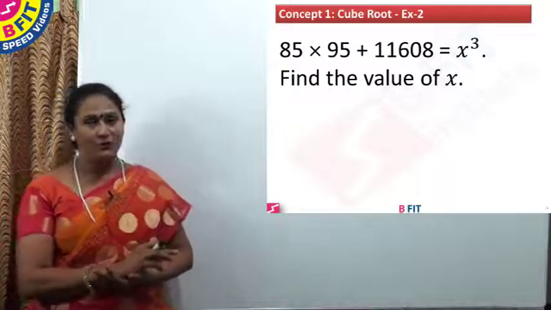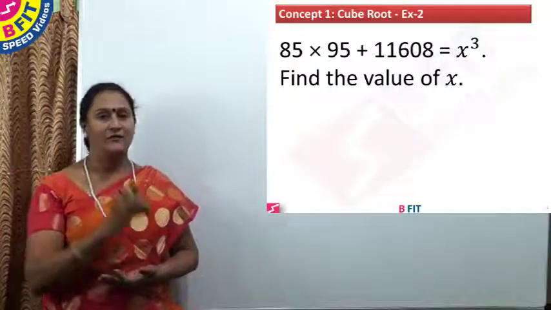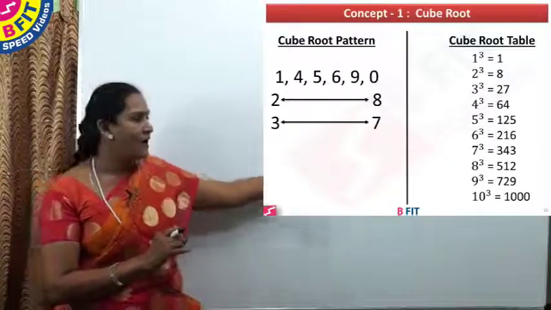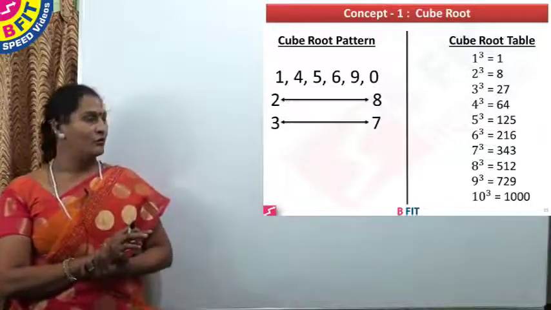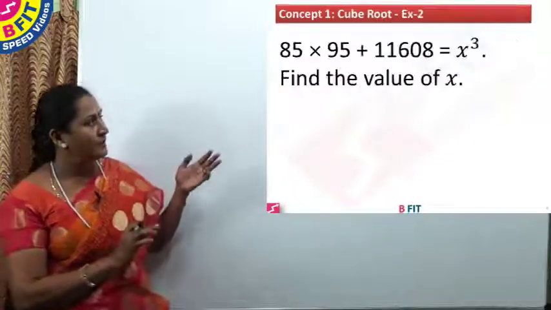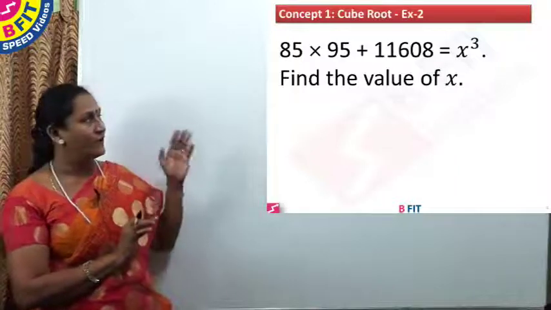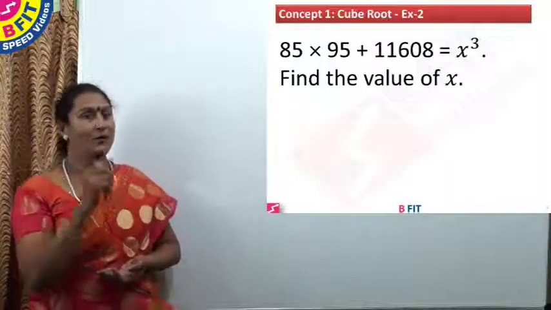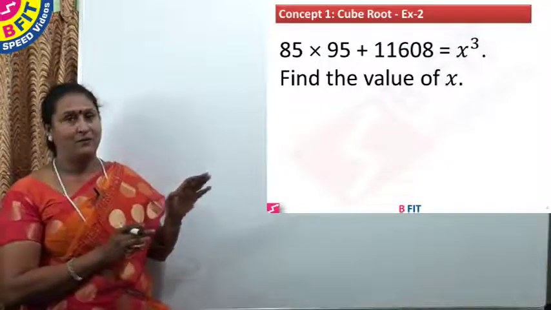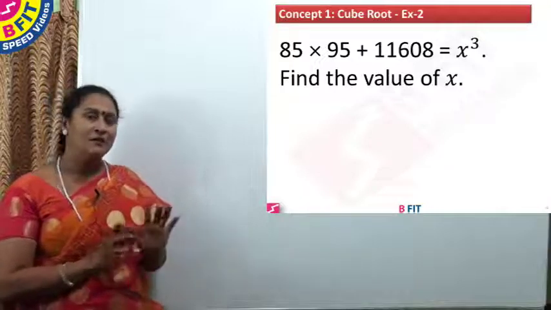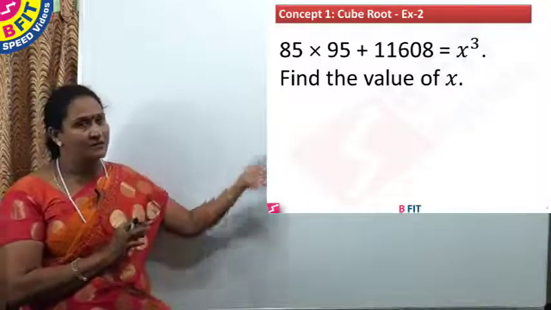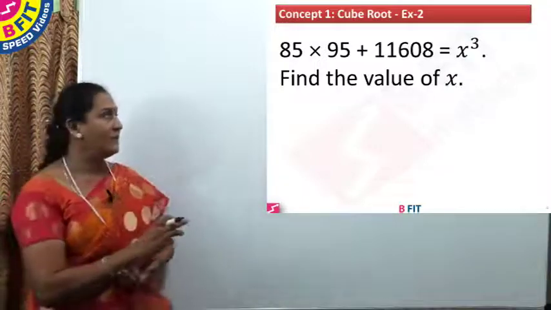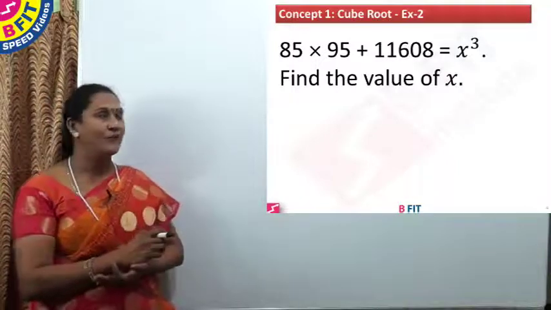I have told you, whenever they ask what is the cube root of a given number, the number will be a perfect cube. So using this cube root table and this pattern, we can find the cube root of the number within seconds. Here we have the equation 85 into 95 plus 11,608 equal to x cube. Equal to x cube means whatever answer you get on the left hand side will be a perfect cube. So using the same cube root technique, you can find the value of x. We will see how to proceed with this working.